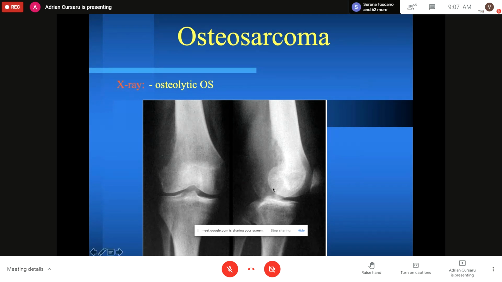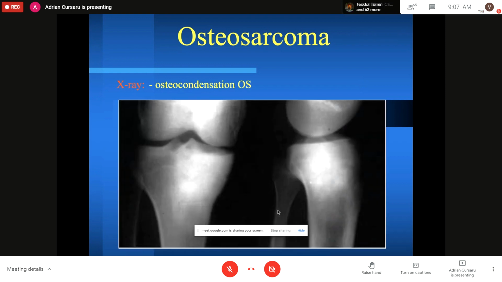It is most commonly represented on the knee, on the proximal part of the femur or the distal part of the tibia. It is the most frequent localization. There are some types of osteosarcoma that are represented by osteocondensation. You can see here osteocondensation with an imprecise transition from normal bone to abnormal bone. It is a specific image for osteosarcoma of the osteocondensation type.